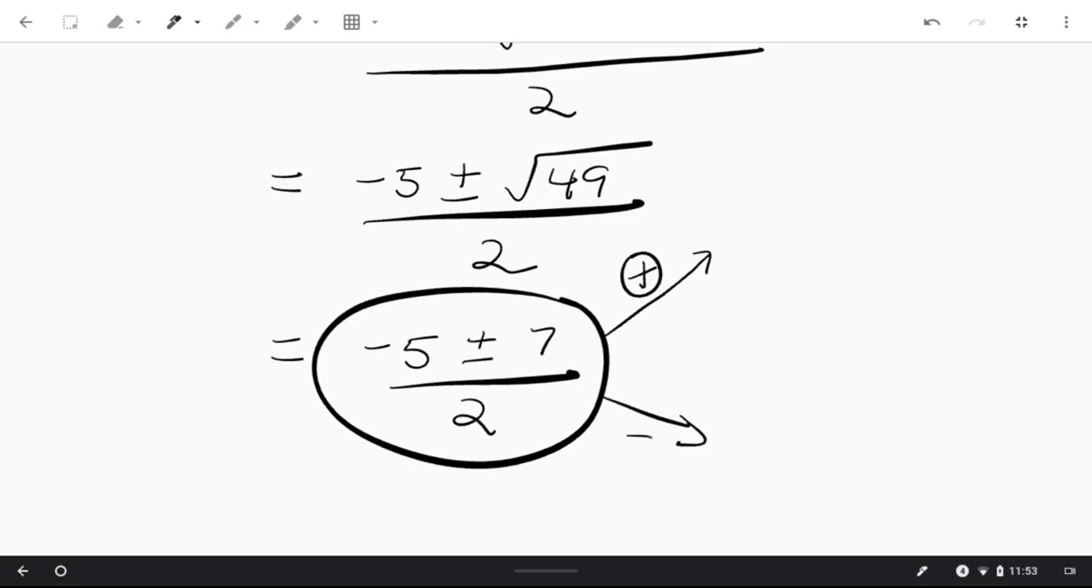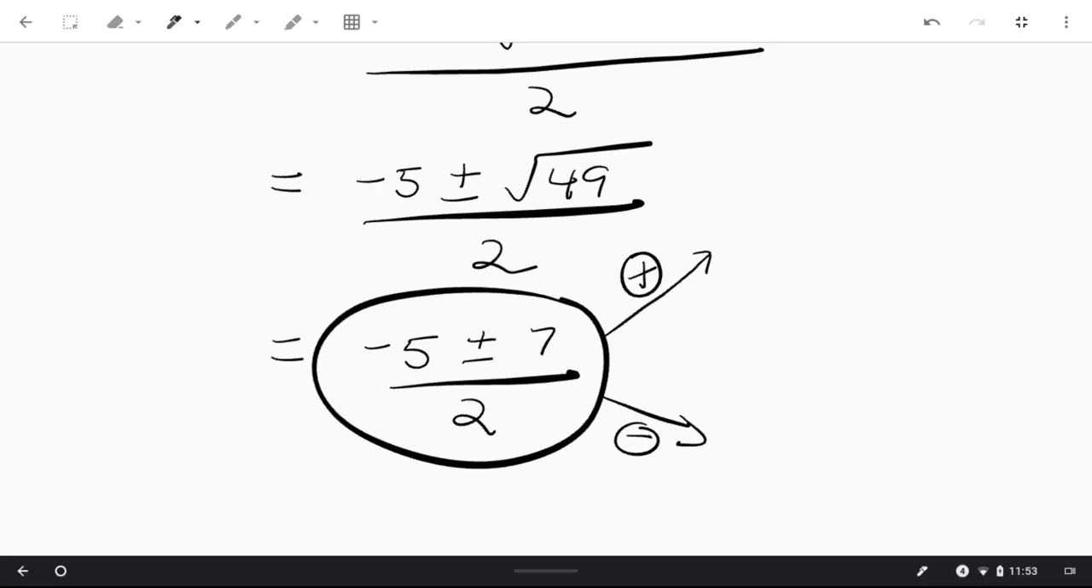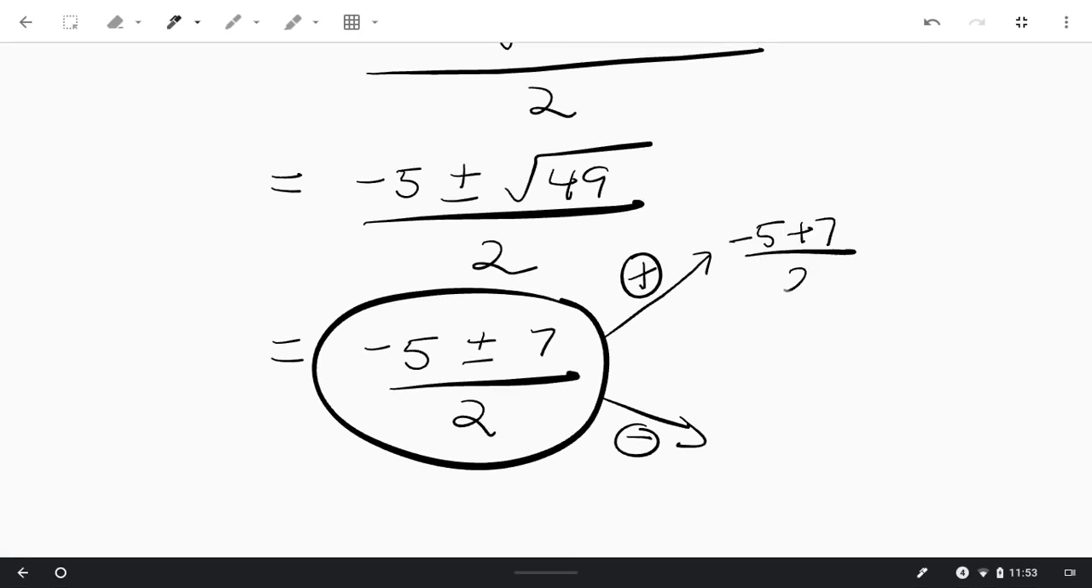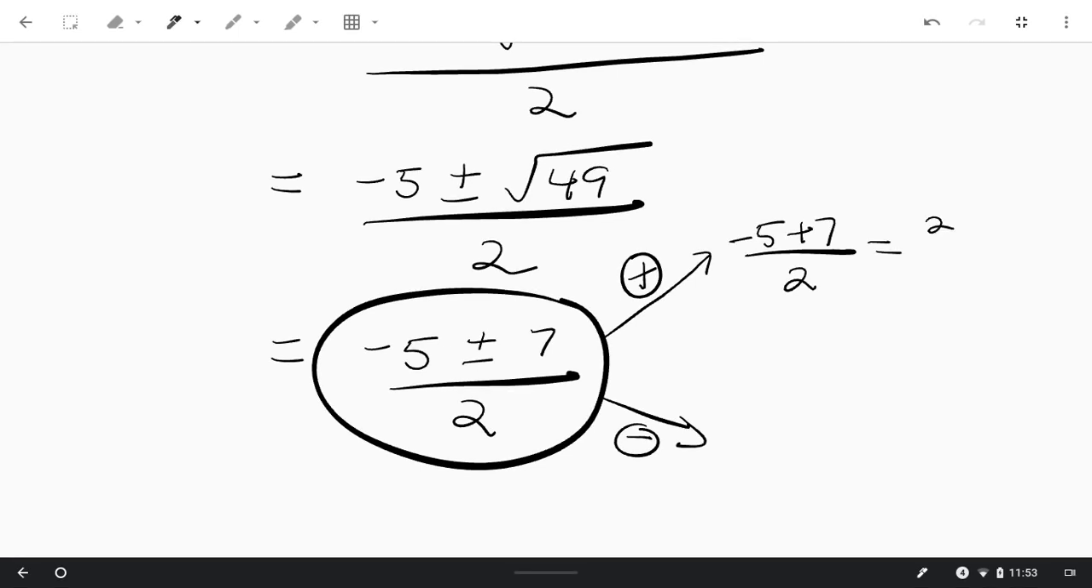Let's start with negative 5 plus 7. So negative 5 plus 7 divided by 2. That's 2 over 2, which equals 1. So that's one of our answers, x equals 1.